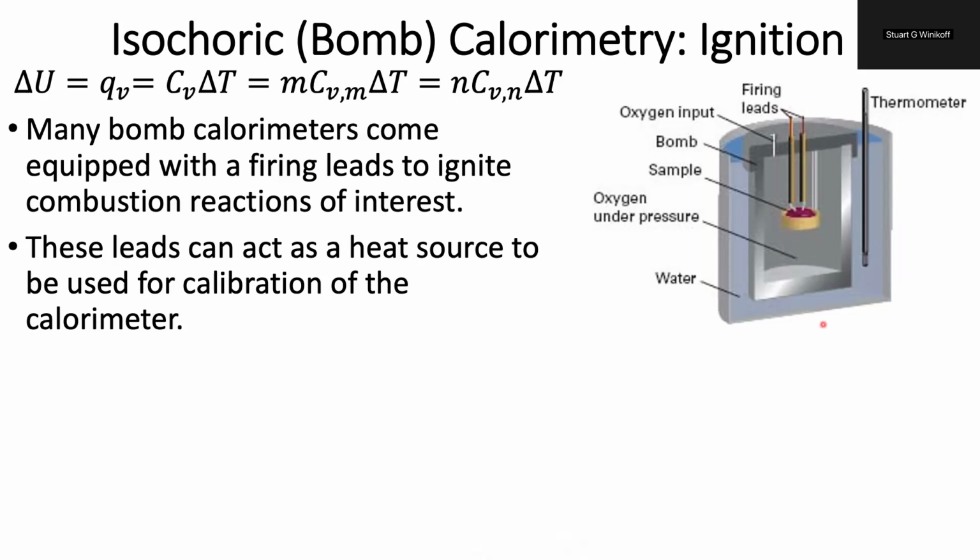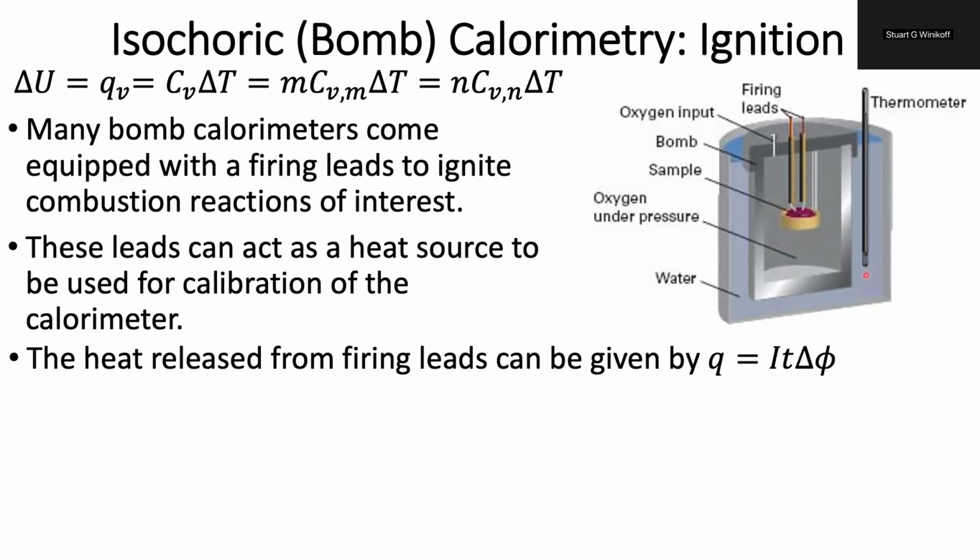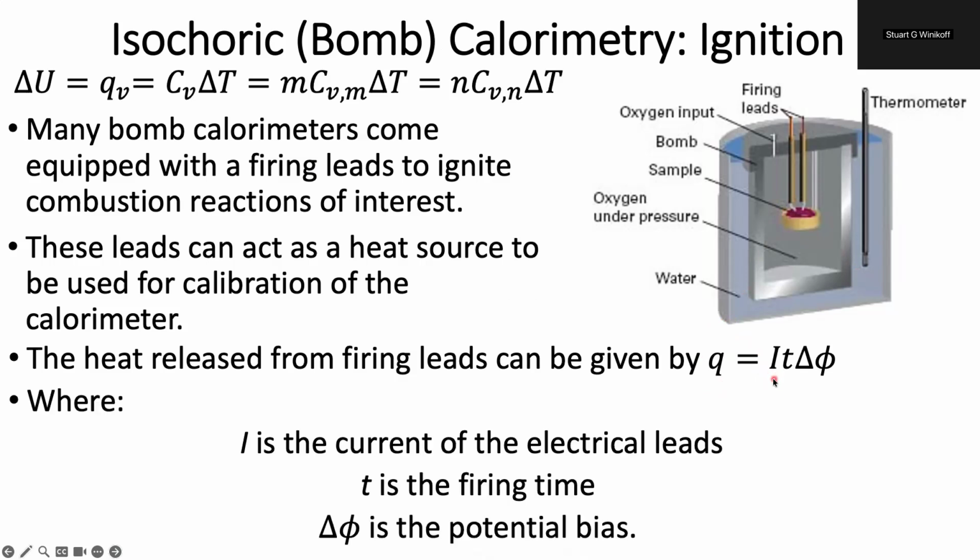In either case, what you can do is make sure you release a set amount of energy from the sample chamber and use that to calibrate your calorimeter constant. So either way, you do have to account for the amount of heat released from these firing leads. And the amount of heat from the firing leads is going to be based on three key parameters. First is going to be the amount of current carried by these electrical leads. So the higher current, the more energy entering the system.